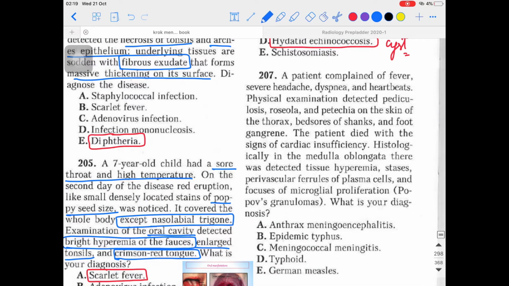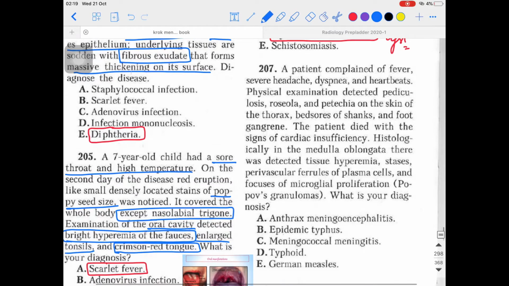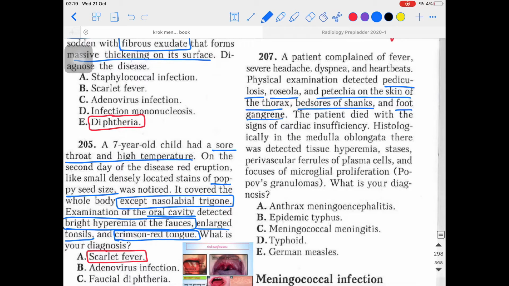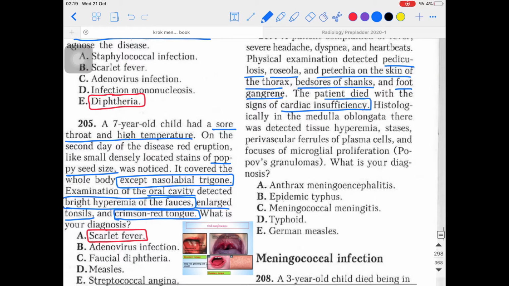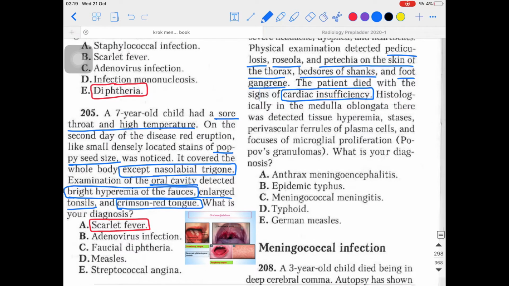A patient complained of fever, severe headache, dyspnea and heartbeats. I think they want to say higher heartbeats, or tachycardia. Physical examination detected pediculosis, roseola, petechiae on the skin of the thorax, bed sores of the shanks, foot gangrene. The patient died with signs of cardiac insufficiency. The heart is not working well, unable to pump the blood. Histologically in the medulla oblongata, tissue hyperemia, stasis and perivascular infiltrates of plasma cells were detected.